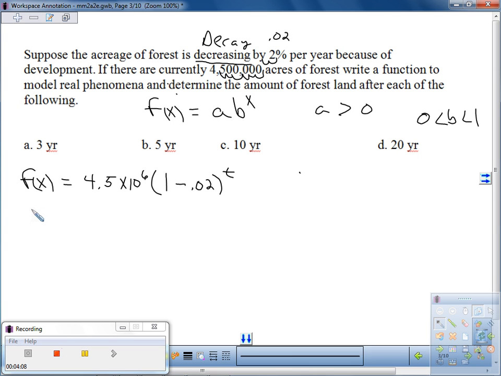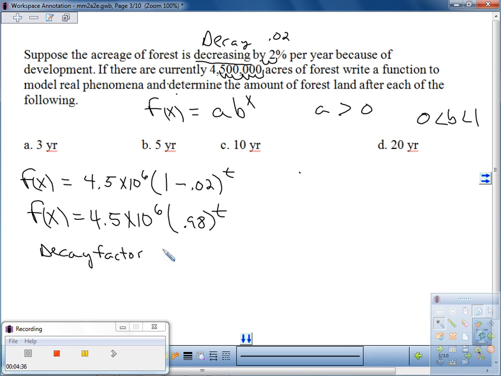Okay, and so what I'm going to do is clean this up a little bit. So we have f of x is equal to 4.5 times 10 to the 6th, okay, times 1 minus 0.02, which gives us 0.98 to the t. So 0.98 is going to be our base, or our decay factor. So if I ask you what the decay factor is in this case, the decay factor is the 0.98. Alright, so that's our model.